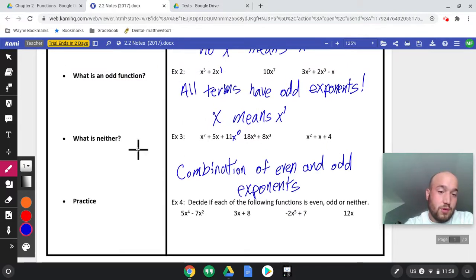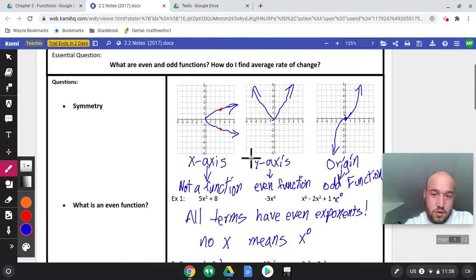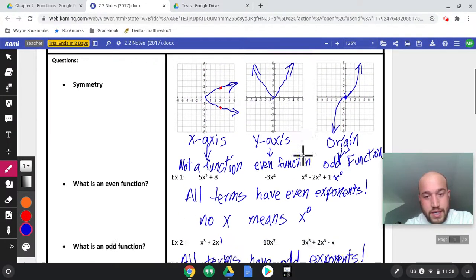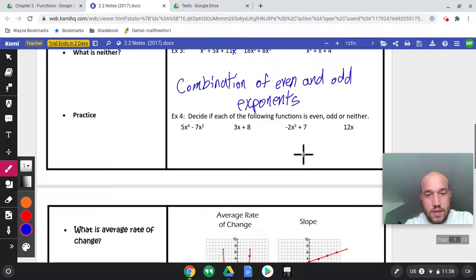And the reason this is valuable, if we get neither, then we know it can't be symmetric, okay, over the origin or the y-axis. So now we're going to go ahead and try to decide, I've mixed them up, decide is the function even, odd, or neither.